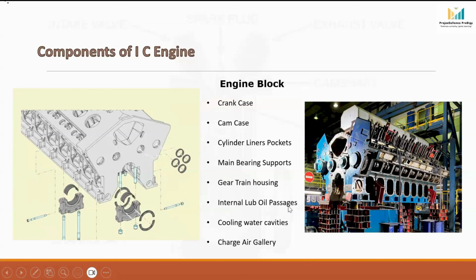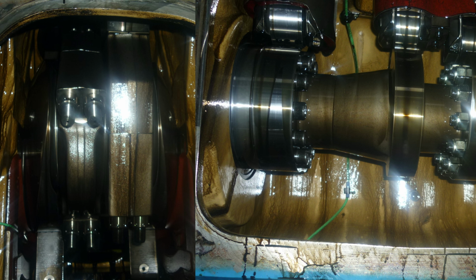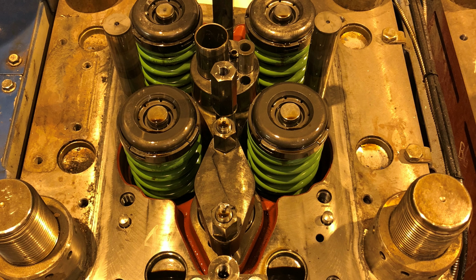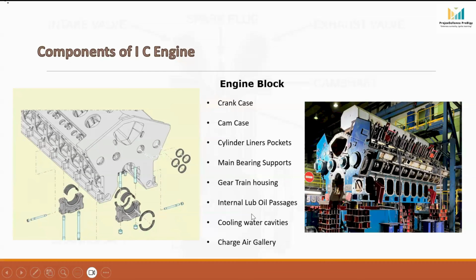Internal lube oil passages. Inside the engine block, there are internal lubricating oil passages, also called oil galleries. Pressurized lube oil flows through these passages and lubricates main bearings, camshaft bearings, cylinder heads, and other moving parts. Similarly, cooling water cavities or water jackets are also provided around the cylinder liner area. Cooling water circulates through these cavities and removes excess heat generated during combustion. Without proper cooling, the engine can overheat and serious damage may occur.